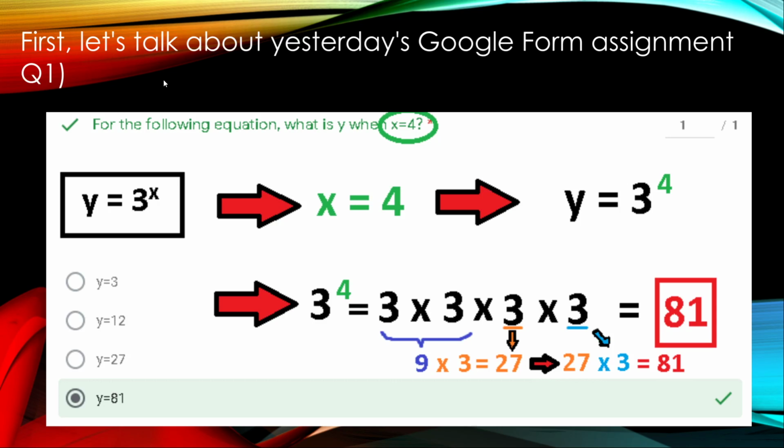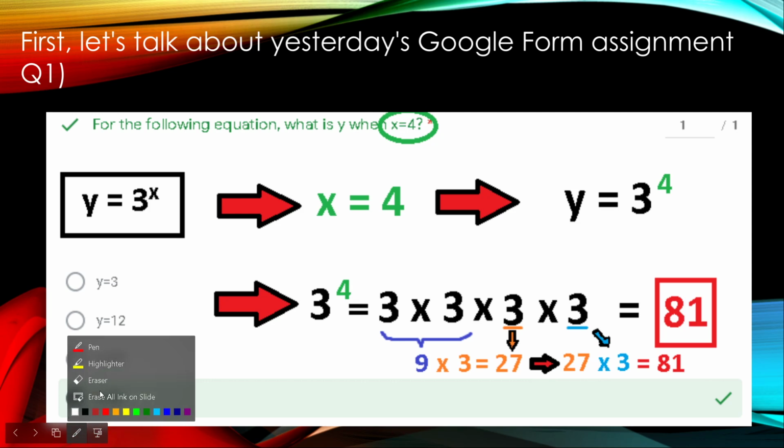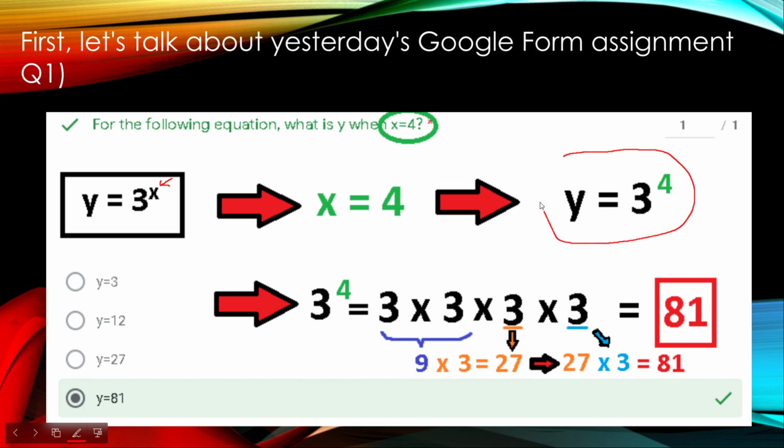Okay, let's talk about the first question here. For the following equation, what is y when x is equal to 4? Well, you go ahead and you plug in 4 for x right here. And this gives us a new equation. Y is equal to 3 to the 4th. So we want to find out what y is when x is 4. So we have to go ahead and find out what 3 to the 4th is. Well, 3 to the 4th, that's 3 times 3 times 3 times 3. We do that 4 times, right, because we have a 4 in the exponent.